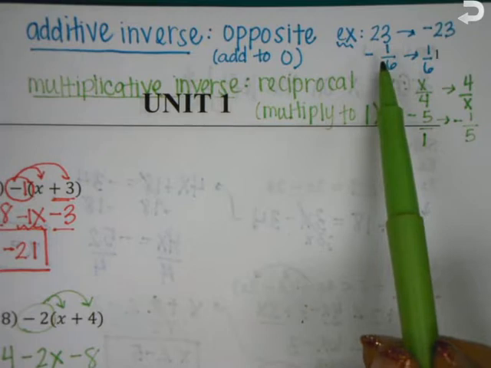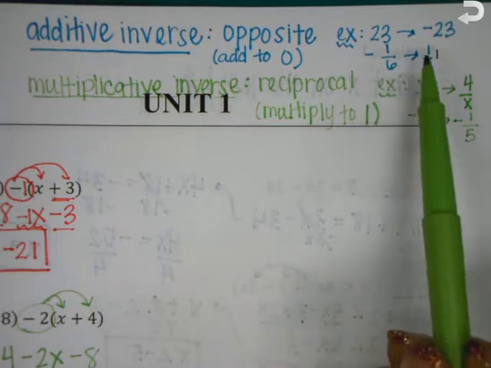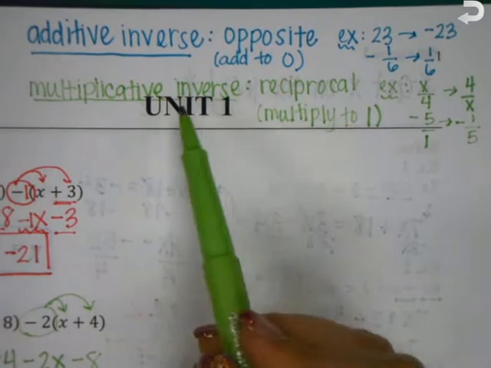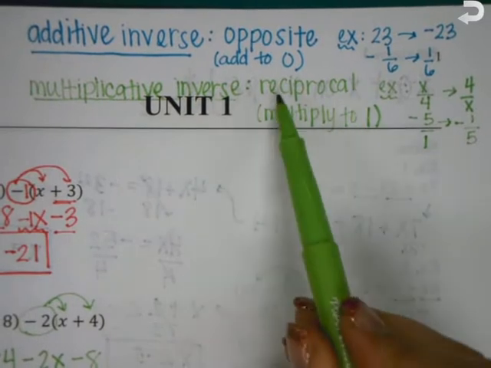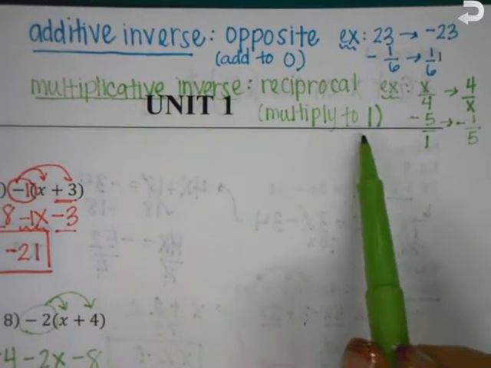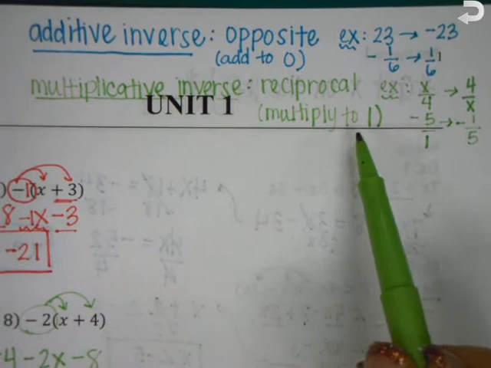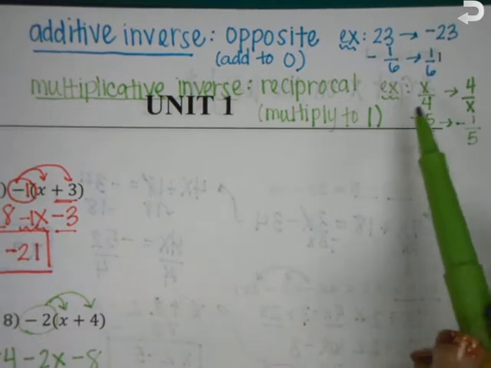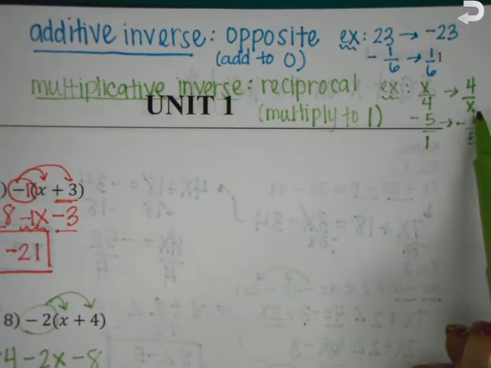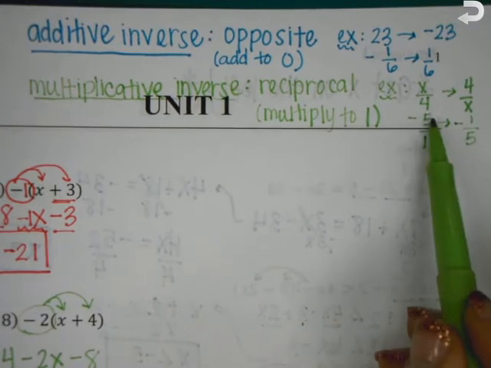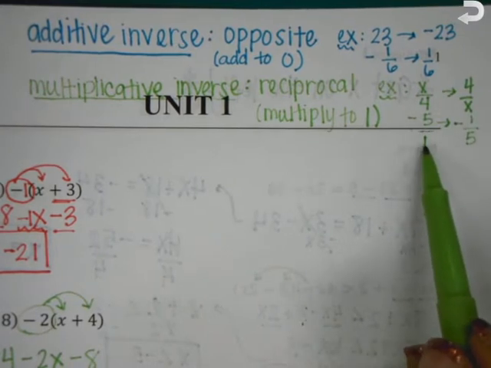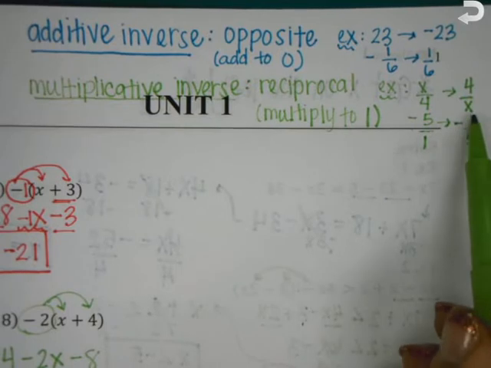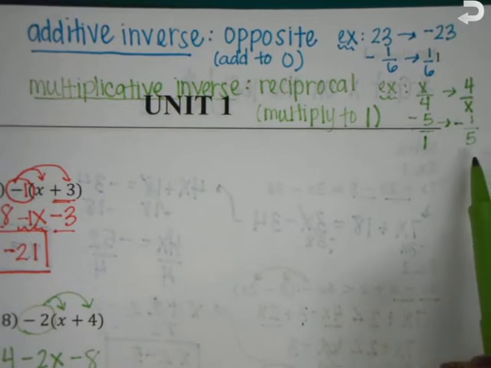Multiplicative inverse is the same as the reciprocal, which means the two numbers multiply to give you 1. Example, x over 4, the multiplicative inverse of that is 4 over x. Negative 5, which is the same as negative 5 over 1, the multiplicative inverse is negative 1 over 5. Make sense? Okay, on the final, they're not going to ask you that, but it is on your homework, just so you know. Okay?